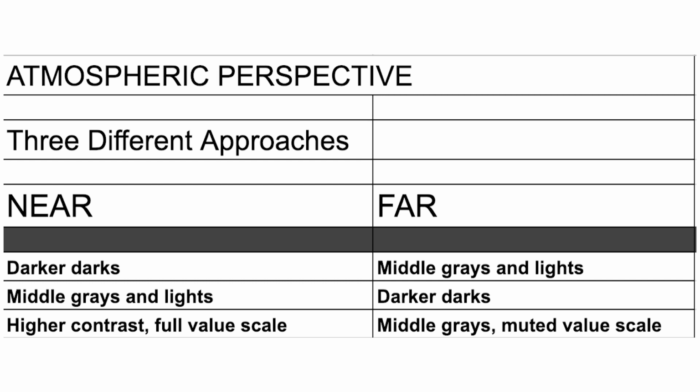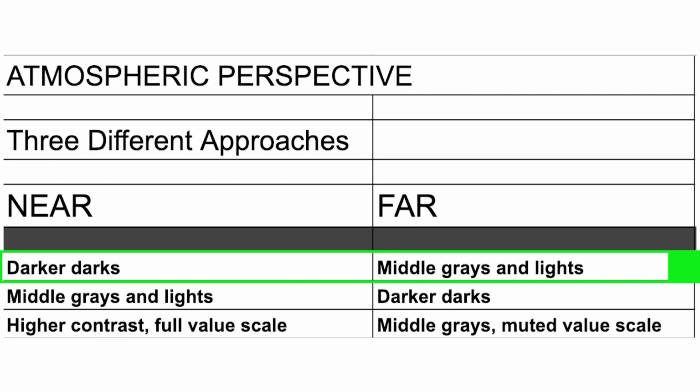So if we're making darker darks in the front, the far areas will have middle grays and our lighter lights. If the near area has middle grays and lights, the far area will have darker darks. And if the near area has high contrast and a full value scale, the far area will have a muted value scale with just middle grays. Let's look at our first option.